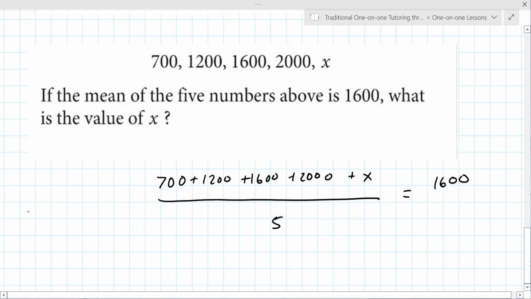Okay, now all you want to do here is solve for x. And to do that, you need to first clear this fraction. So you clear the fraction by multiplying everything by 5. Do you have a calculator? Yes. Do that.